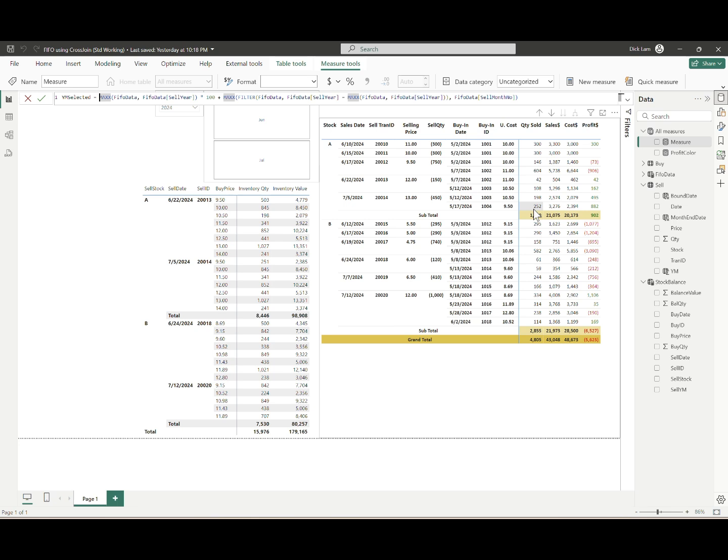Well, you may question why it is like that instead of using selected value, because now whenever I do the selection on the year slicer, the FIFO data table will only keep those years of record. Those are records with year equal to the selected years. So with the existing rows after the selection of the year slicer, then I sort out the maximum year. Now this is what we want.